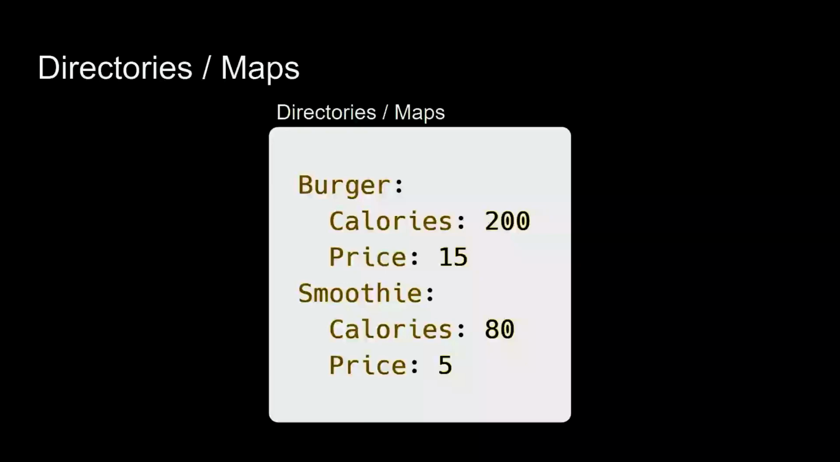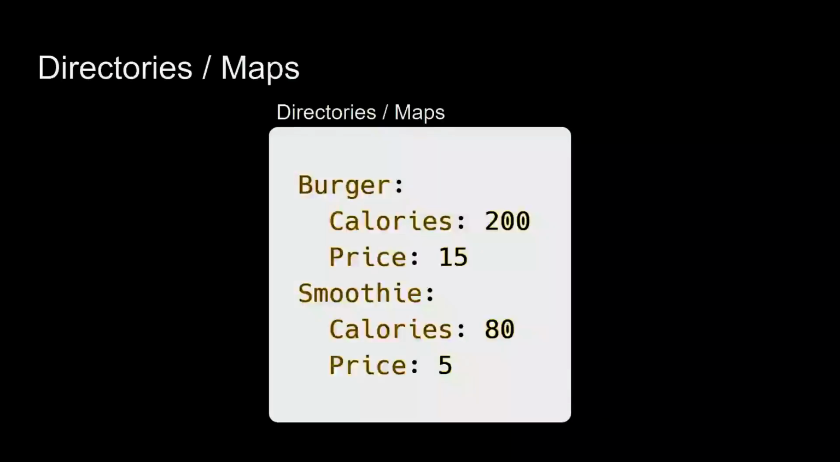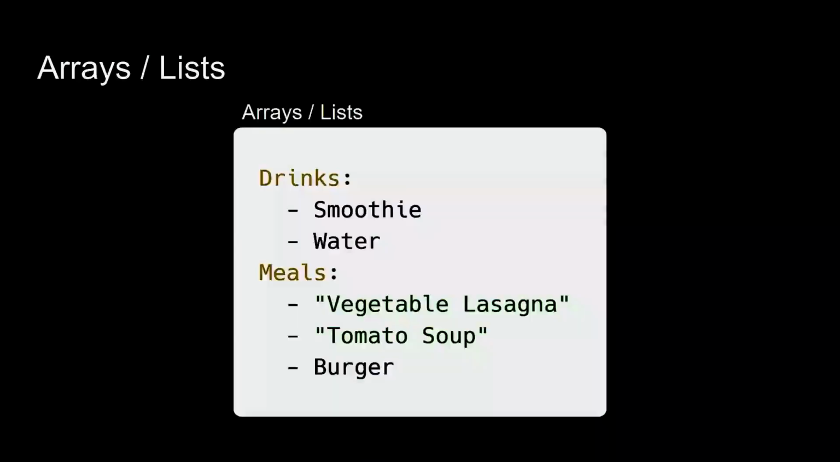Now, dictionaries and maps are pretty similar to arrays. However, they use key value pairs instead of just a value. So you can see here it's burger, calorie, value, price, value. And if you mixed up the order, so let's say the price came before the calories, it wouldn't matter. It would still be deconstructed the same way.